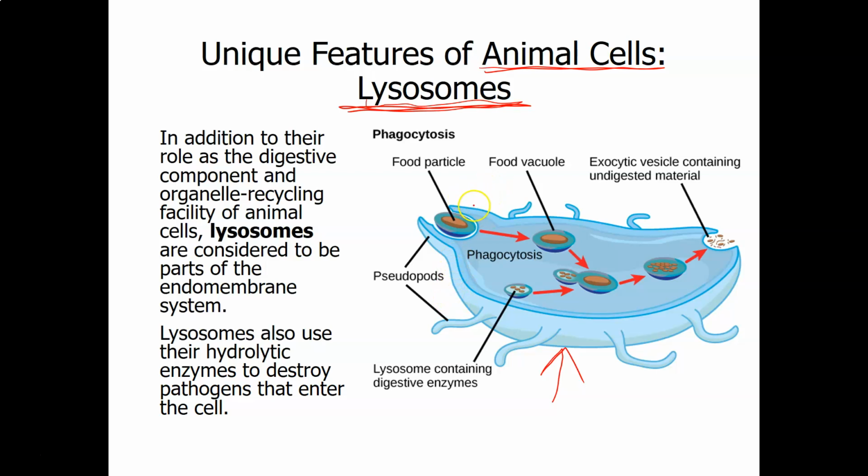The pseudopods can wrap around a food particle or a bacteria and bring it into the cell, and now you have a food vacuole that's storing your bacteria. The lysosome will come over and fuse with that food vacuole, and those digestive enzymes will break down the bacteria. Then it will fuse with the plasma membrane of the cell, carry out exocytosis, and secrete the waste outside the cell.